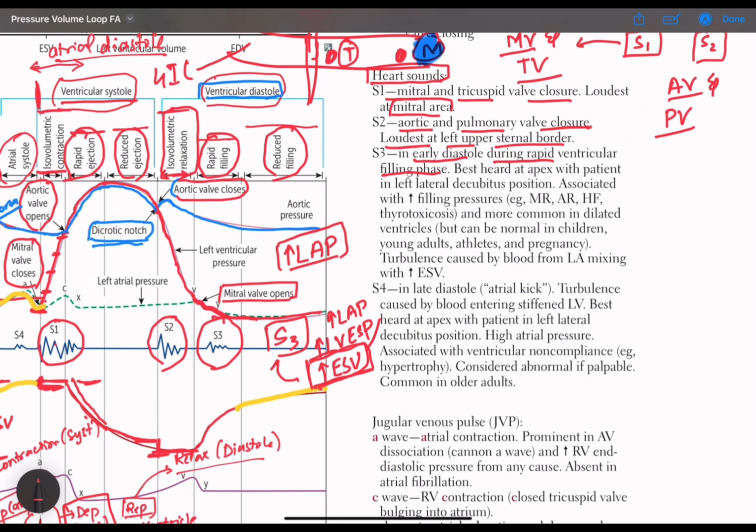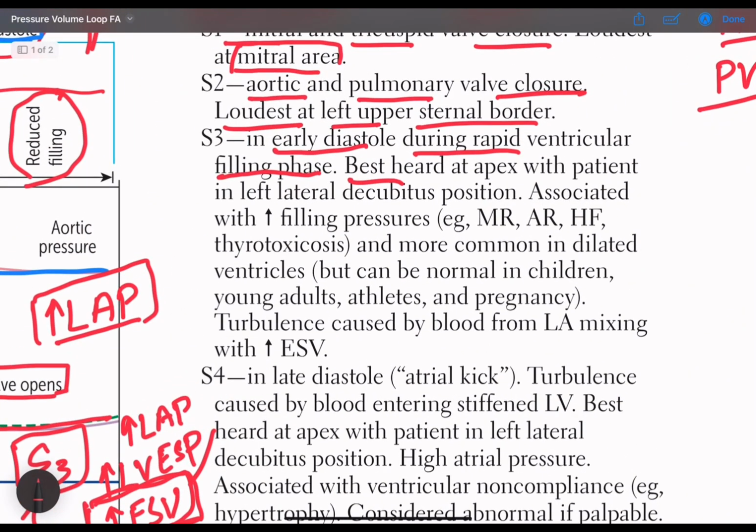because at this particular instant we have the opening of the mitral valve and blood starts flowing into the left ventricle. So S3 is best heard at the apex with the patient in the left lateral decubitus position, associated with increased filling pressures, as I have mentioned earlier. So what are the conditions which lead to increased filling pressure? In mitral regurgitation we have increased filling pressure, the same goes for aortic regurgitation, heart failure and thyrotoxicosis. In all these conditions, we have increased filling pressure.